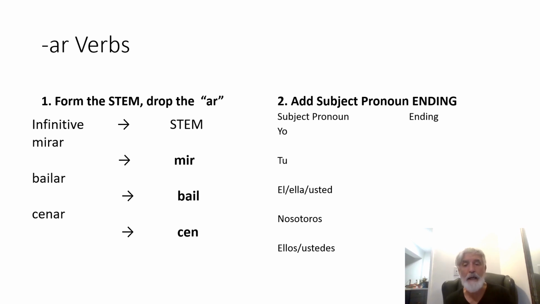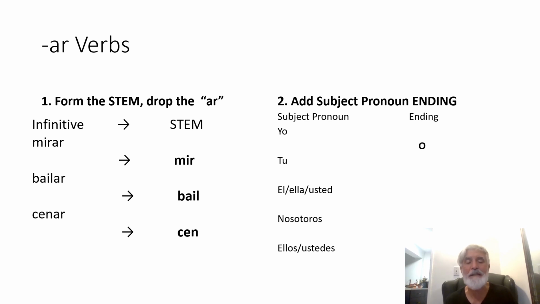Next, let's look at what we have to do now to finally conjugate the verb. We take the stem and we have to add on the ending. Okay, so what are the endings? Every subject pronoun has a special ending that you add onto the stem when you are conjugating the verb with that subject pronoun. So if the subject pronoun is yo, what ending do I add onto the stem to get the present tense? I add on an O, and you should all know this by now.